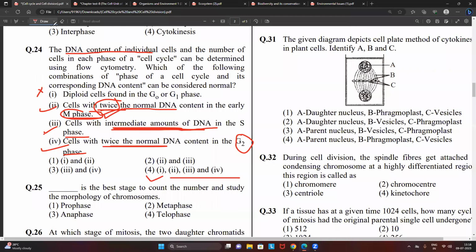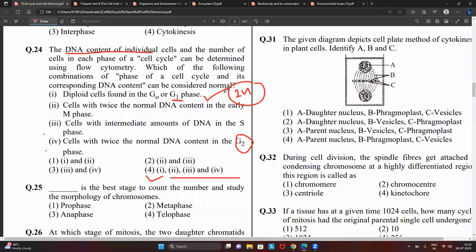When it comes to option 1, diploid cell found in the G0 or G1 phase. Friends, what is the starting phase of the cell cycle? G1 phase. In the G1 phase, the cell will be 2N. Yes or no? Now, if the cell is not prepared for the S phase correctly, there is a stress condition, and the cell never enters into the S phase. The cell moves to the G0 phase. Is there any change in their ploidy content? There also it is diploid only. That is also right. The answer is number 4. Is it clear, everyone? Still having confusion? I will re-explain. Is it clear, every one of you?